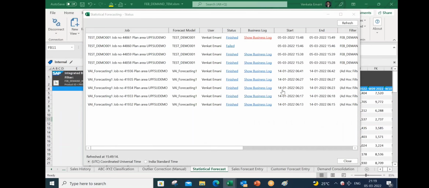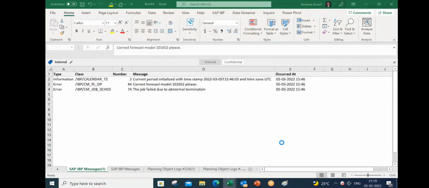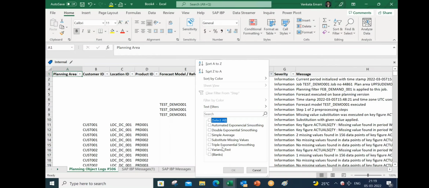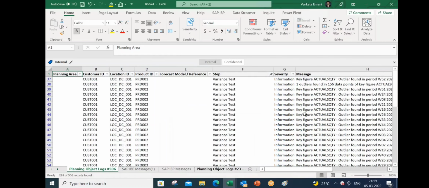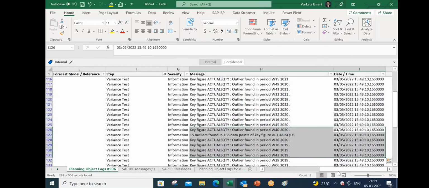See, now it has run. Now let's go to the business log. So now the variance test. See, it is telling one outlier found here. It actually identified many outliers when compared to the IQR test, because the variance test band is small and the IQR band is wide. So in a variance test, your outliers will be more. And it has identified our 5 lakhs quantity, whatever we have given, that outlier also.